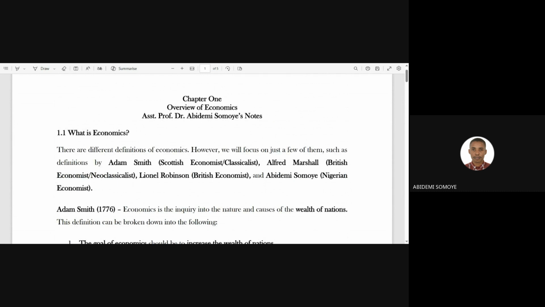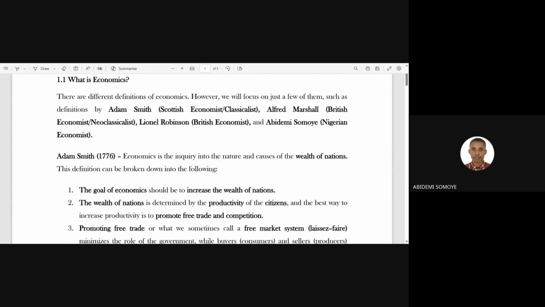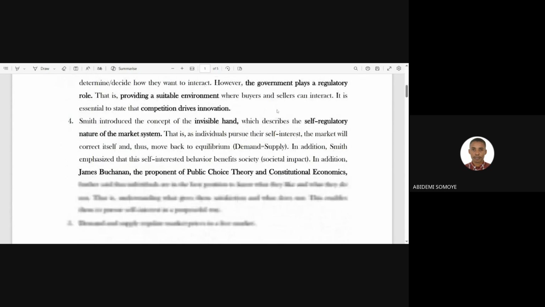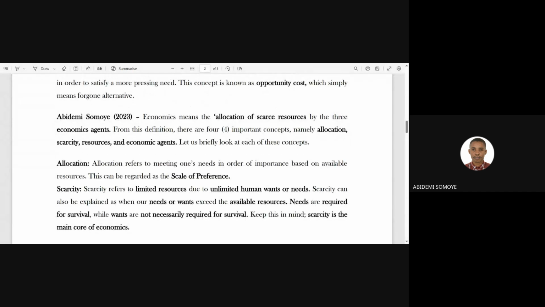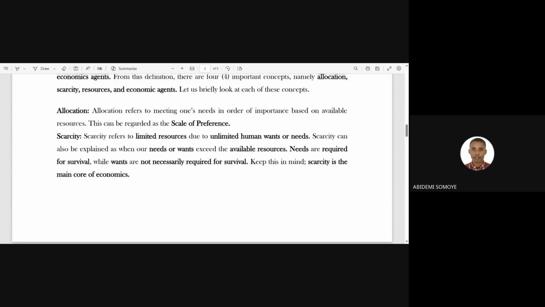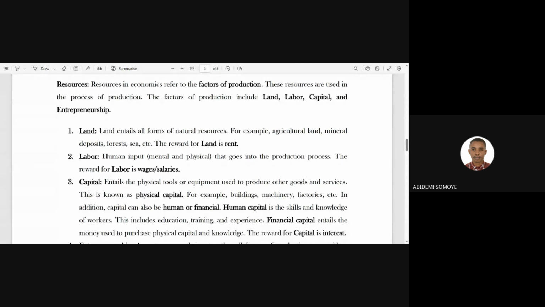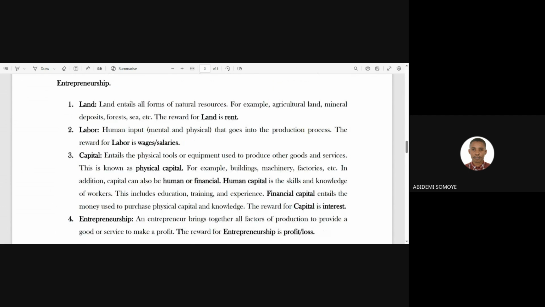We defined economics, and I mentioned these four definitions: Adam Smith, Alfred Marshall, Joan Robinson, and Abidemi Shomoye. I went further to talk about the definition by Abidemi Shomoye because I was able to break down this definition into different parts. You have allocation of scarce resources, you have economic agents. I explained what the allocation is, what the scarcity is, and what the resources are. The resources are simply the factors of production, which cover land, labor, capital, and entrepreneurship. And you also know their rewards.